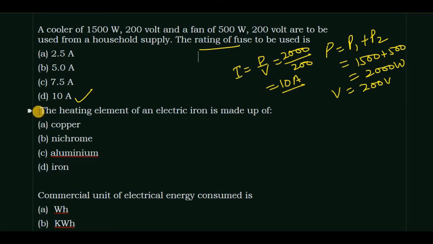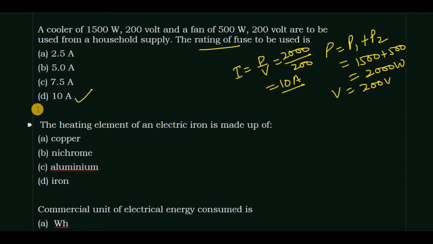Now the next is, the heating element of an electric iron is made up of copper, nichrome, aluminium, iron. I have not written the question numbers. So it is nichrome. You all know it.